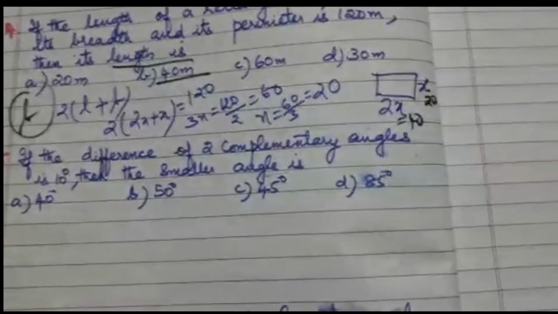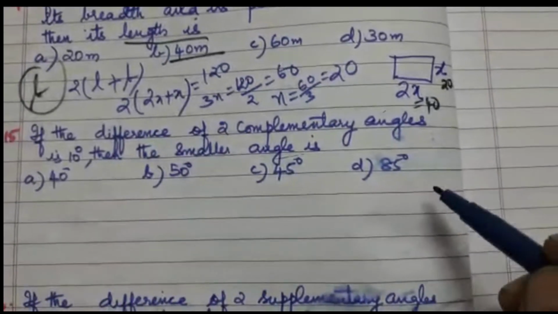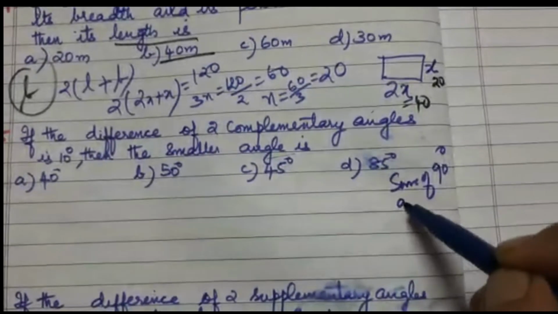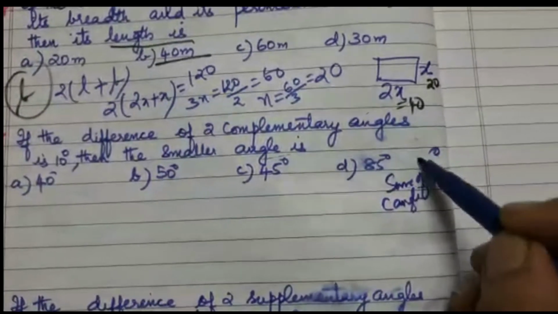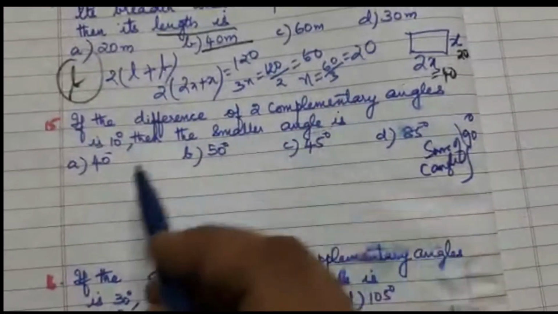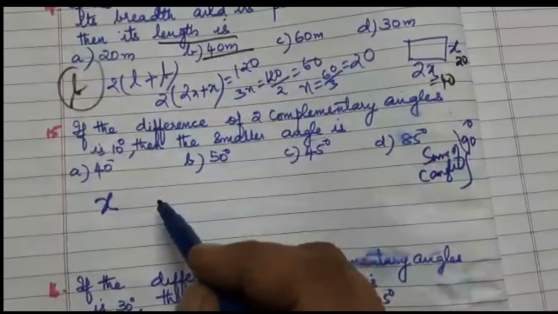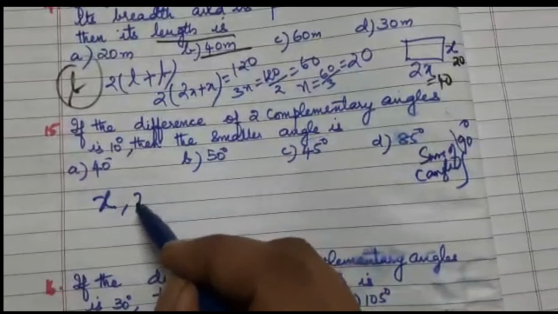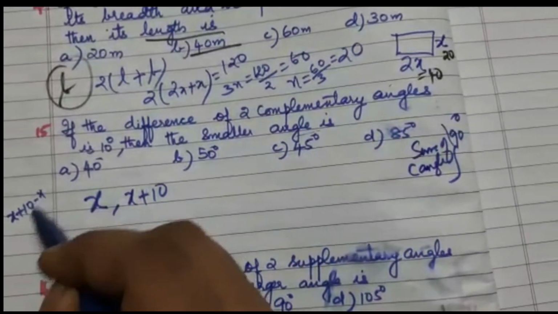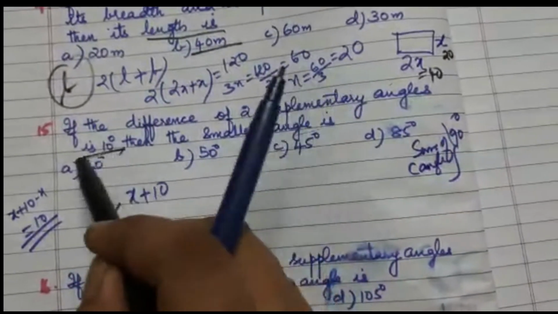Now next, if the difference of two complementary angles. Complementary angles means the sum is 90 degree. Okay. So if one is x, what happens to the other? The other is x plus 10. So the difference will be x plus 10 minus x, that is equal to 10. The difference will be 10. So it is asked as difference is 10.